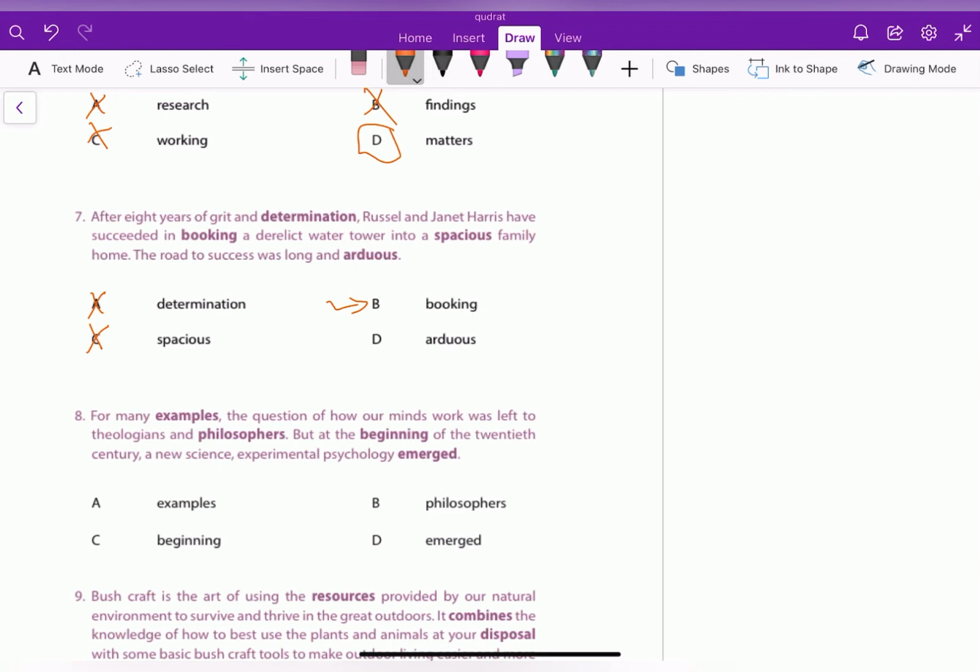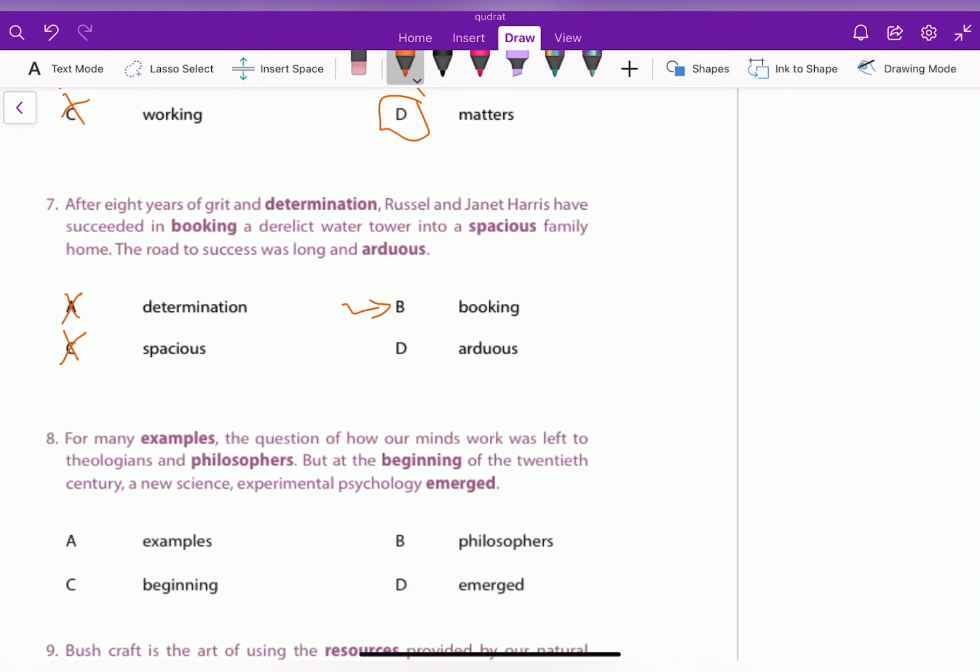And arduous. People might trip over this word and just choose it because they're not sure what it means. But arduous means involving or requiring strenuous effort. So basically something that's difficult or tiring to do. So no, it's not the answer. Why? Because the road to success was long and arduous. It makes sense. The road to success is very tiring and hard, meaning that the answer is B.